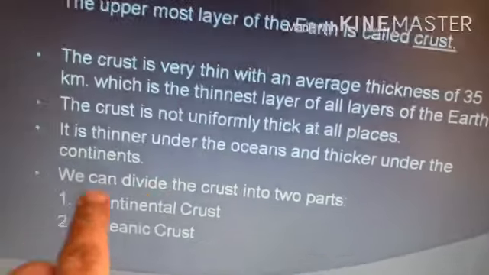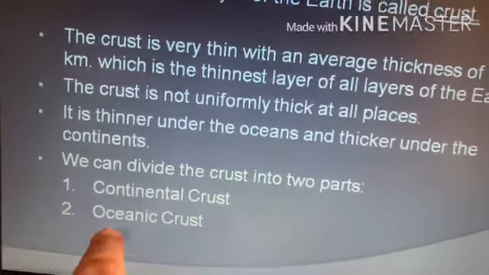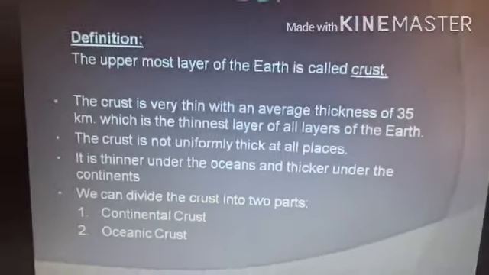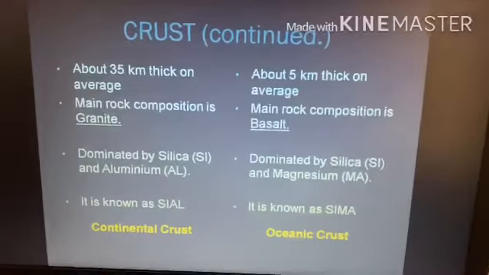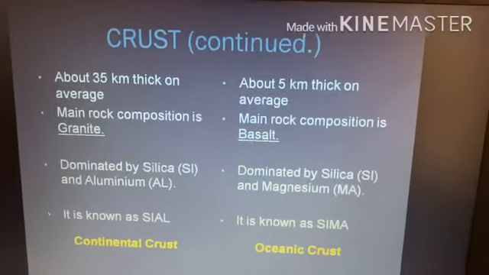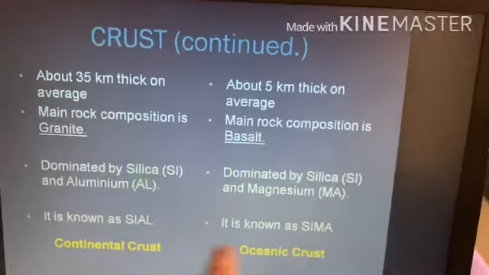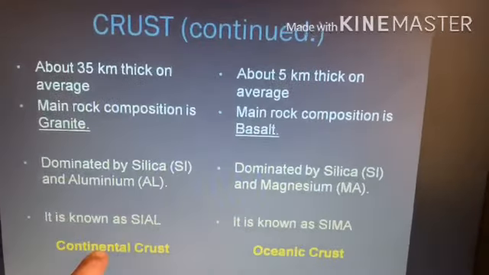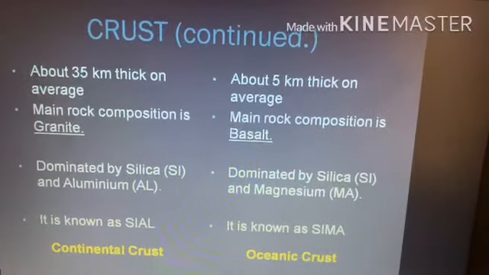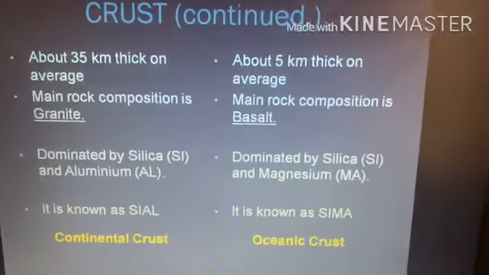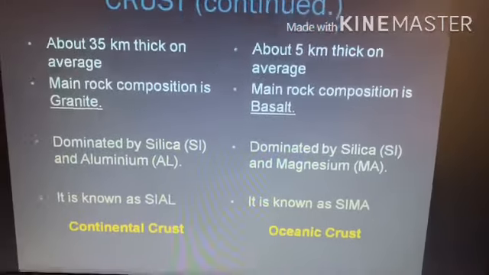Next, we can divide the crust into two parts, continental crust and oceanic crust. Now we have learned about continental crust and oceanic crust. So continental crust, what is it? First point, about 35 kilometer thick on average, and oceanic crust about 5 kilometer thick on average.